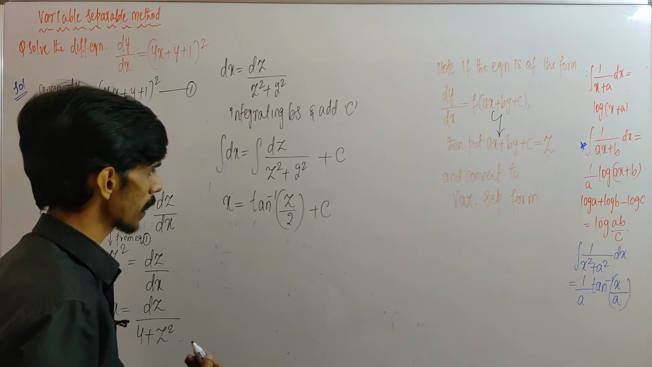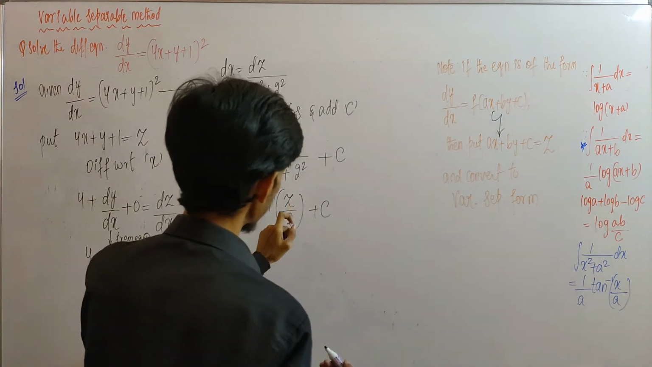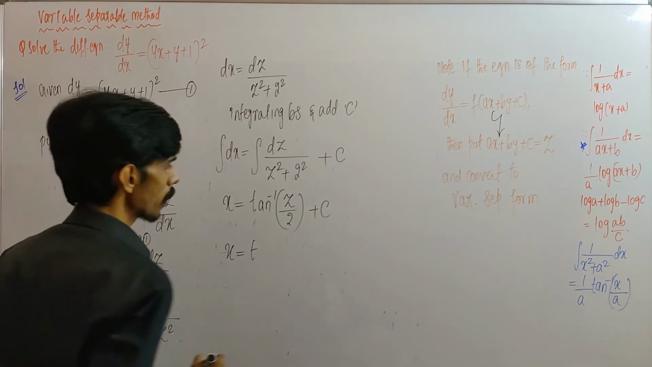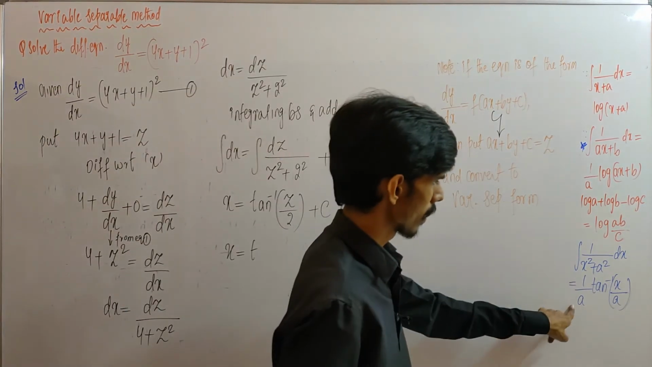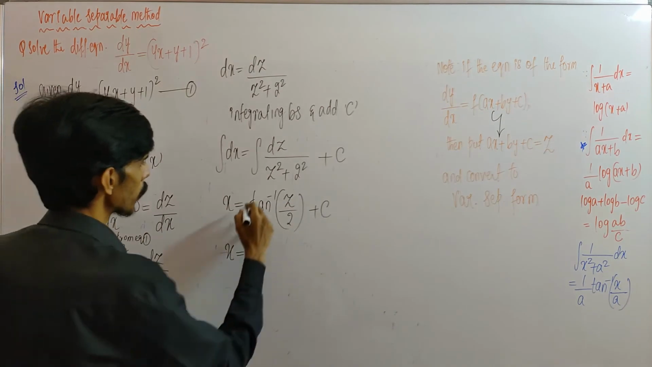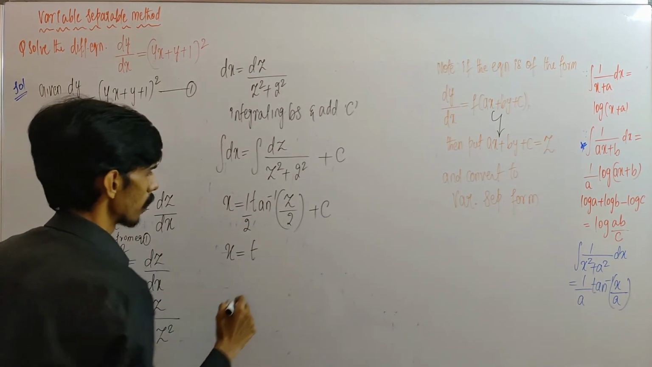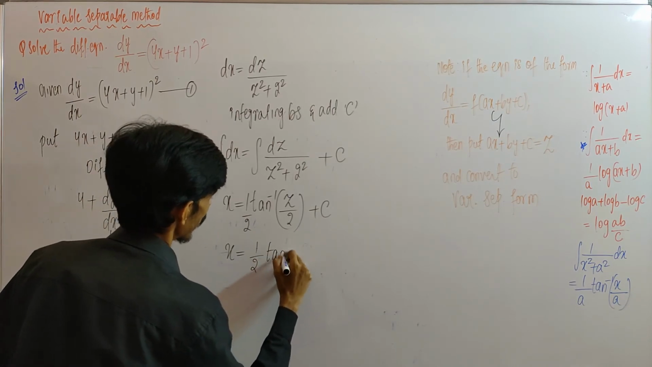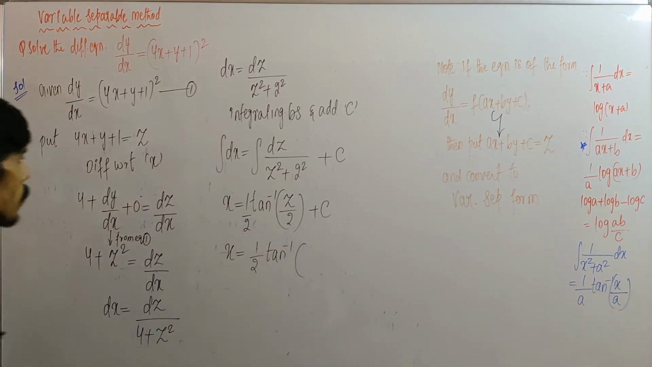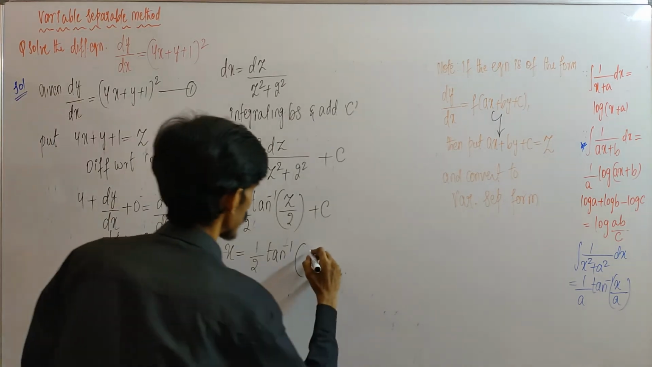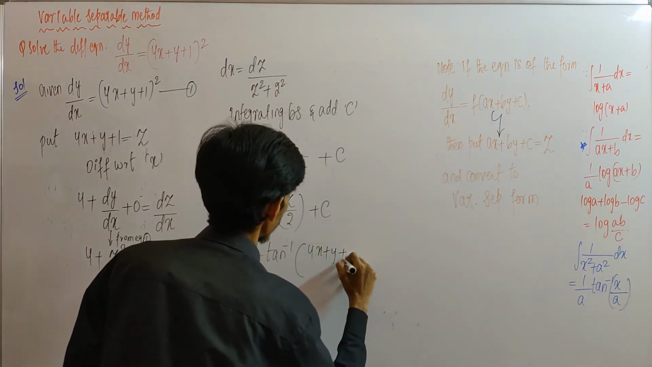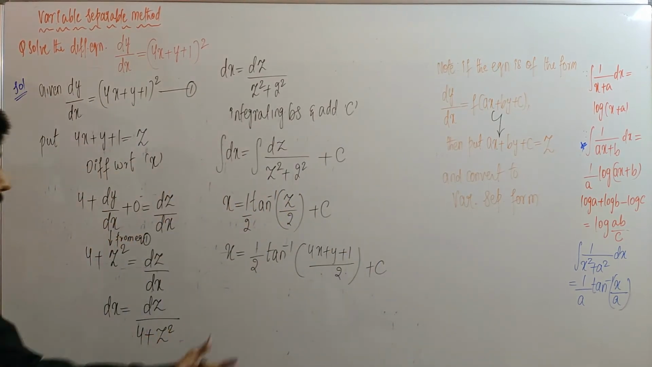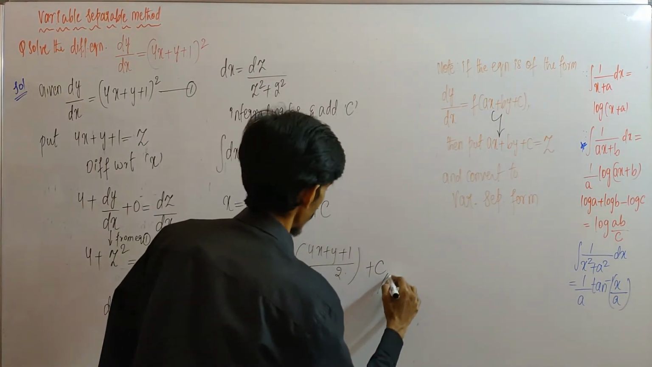We want the solution in terms of x and y, not in terms of z. So x is equal to, here I have 1 by a, it means that we have to take 1 by 2 here, so I'll get 1 by 2 tan inverse z, whose value is 4x plus y plus 1, by 2, plus c. This is the solution.